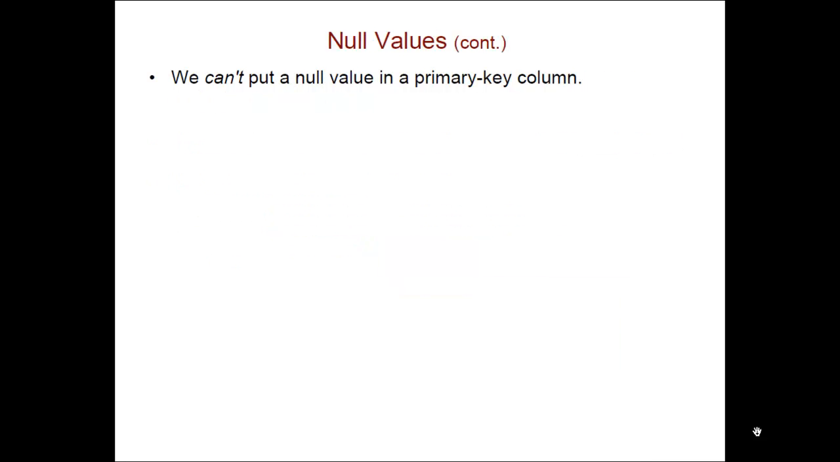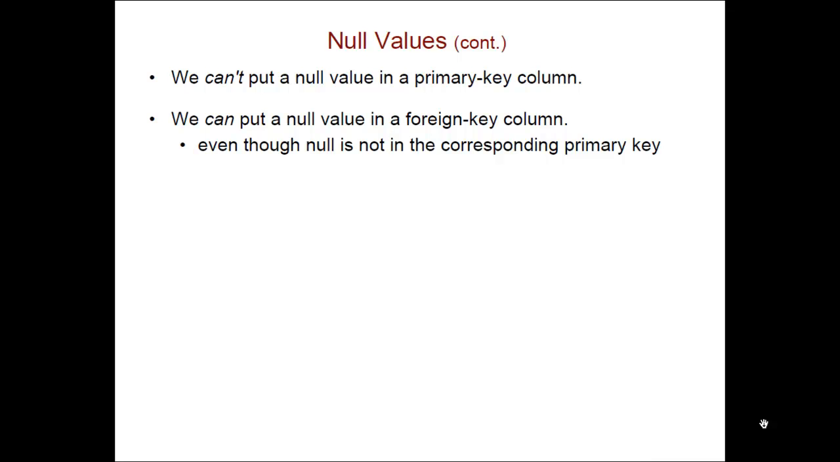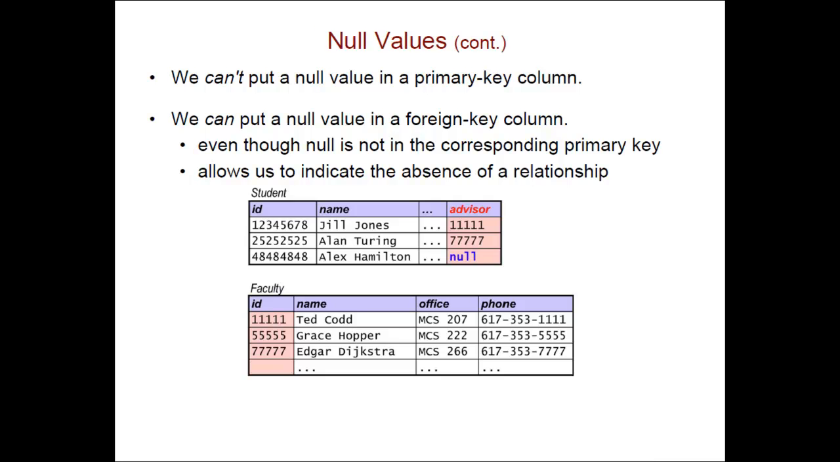Now it turns out we cannot put a null value in a primary key column because then we wouldn't have a way of identifying that row. Remember, the primary key is being used to uniquely identify each row. We are allowed to put null values in foreign key columns, and this is true even though null won't be in the corresponding primary key column. This allows us to indicate the absence of a relationship. So for example, if Alex Hamilton is a student and does not have an advisor, we can put null in that foreign key column to indicate that that student does not have a relationship to a faculty advisor.